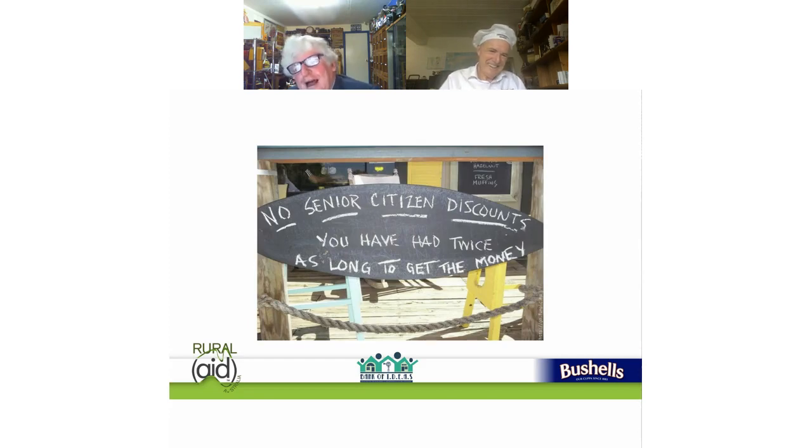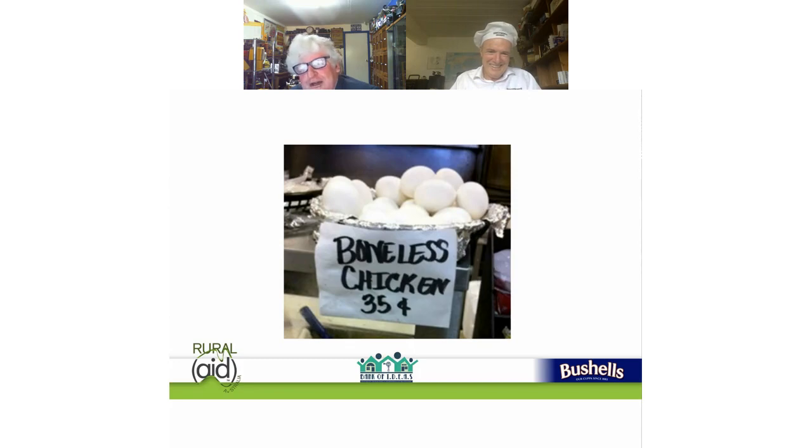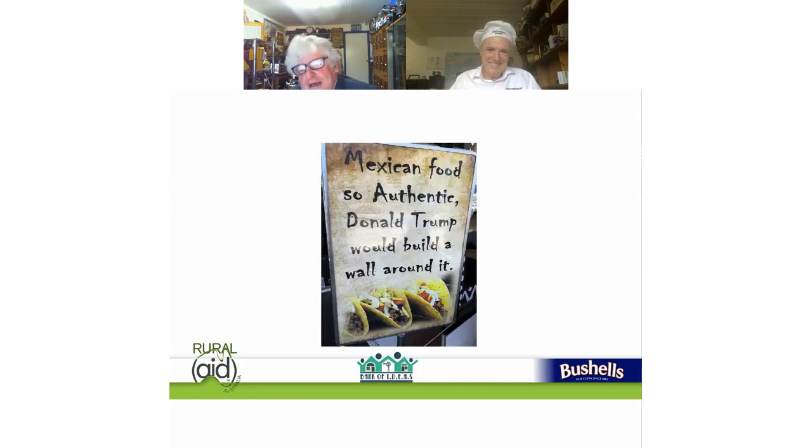If you can get people to laugh, you get their attention. I love this one: Mexican food so authentic, Donald Trump would build a wall around it. You've got to be outrageous. You've got to stand out from the crowd. As you wander around the streets, they're often quite silent these days. It's the humour that gets you to actually stop.